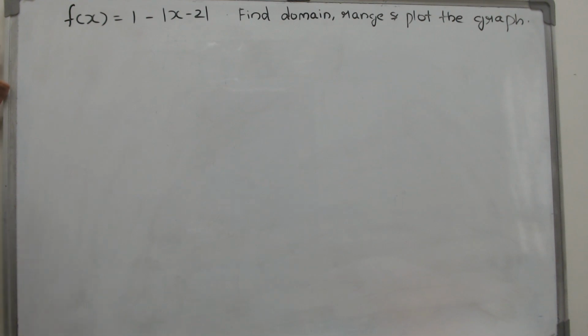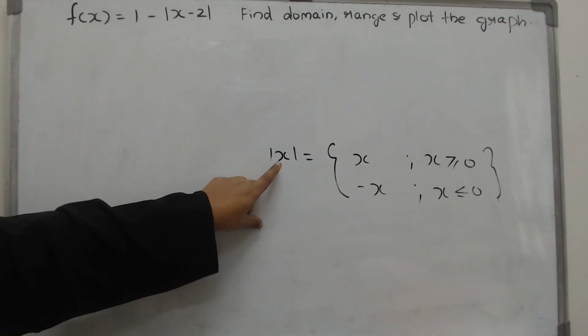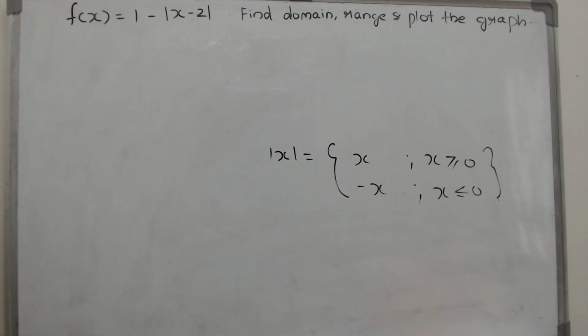Here we have a function. Let us find its domain and range without the graph, and then we will see how the graph helps us. What sort of a function do we have here? We are dealing with the absolute function, or what we call the modulus function.